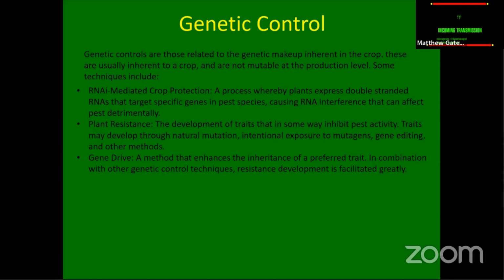Then we have gene drives, which are a method of enhancing the inheritance of a preferred trait. Through breeding, for example, you can establish this effect where it's essentially how resistance accrues in various pest populations through natural selection.